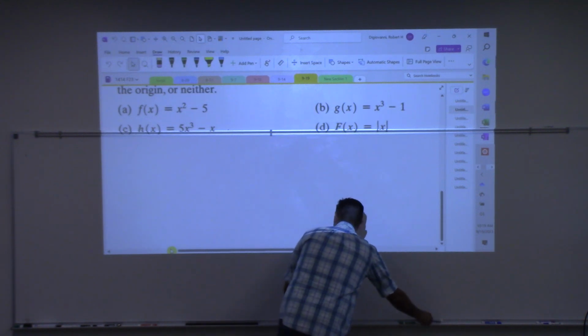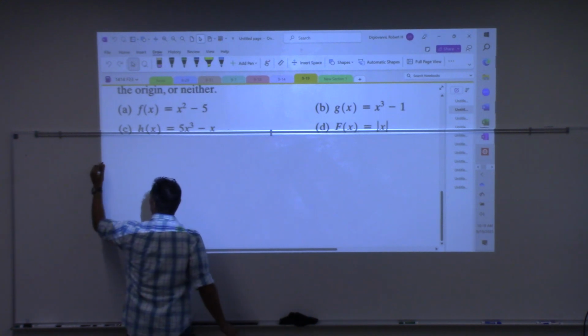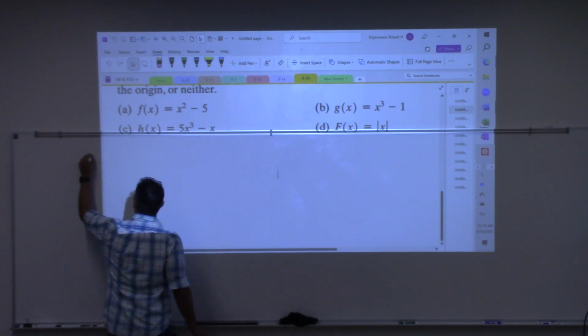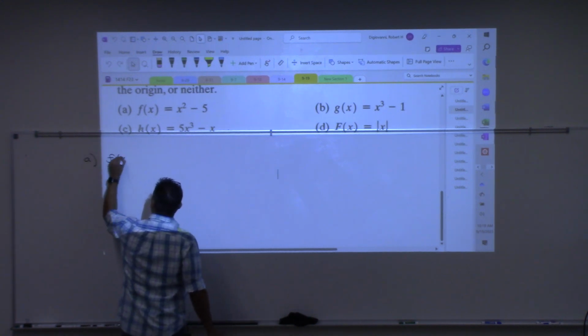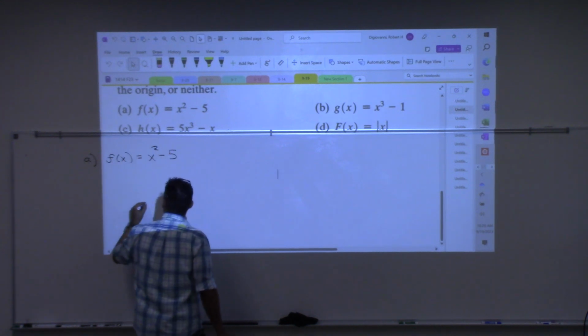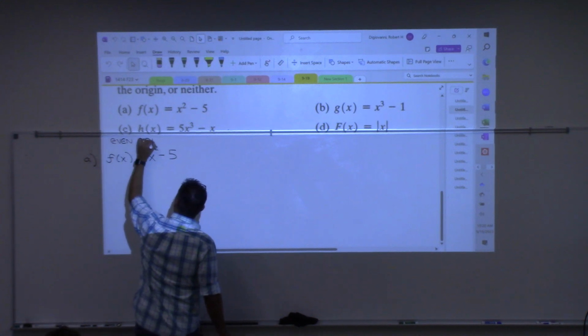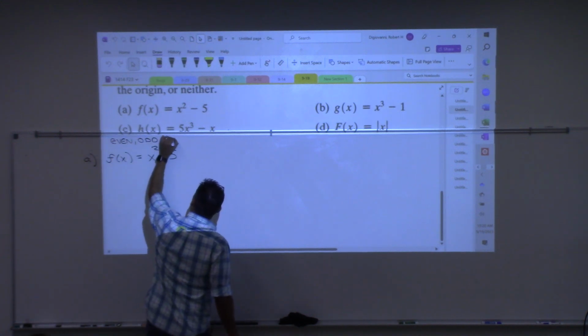All right, so is this an even function? Even, odd, or neither. So part A, f of x is x squared minus 5. So the question is, is this even, odd, neither?